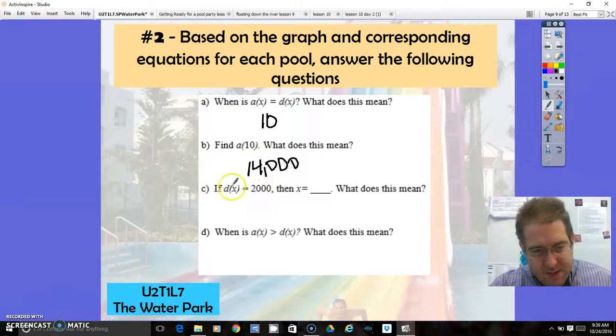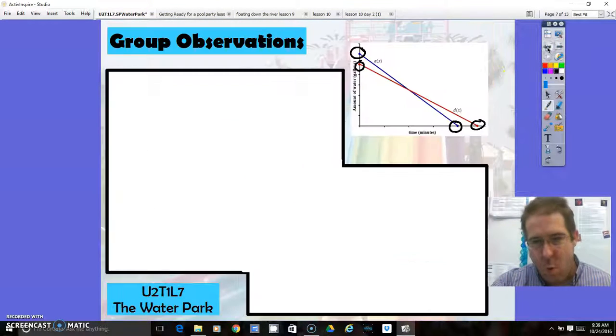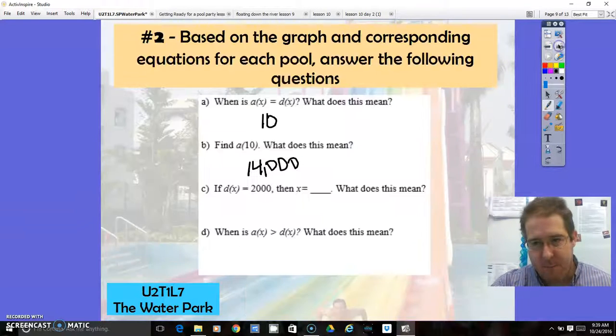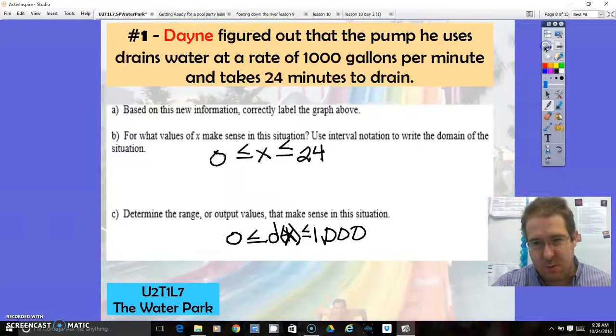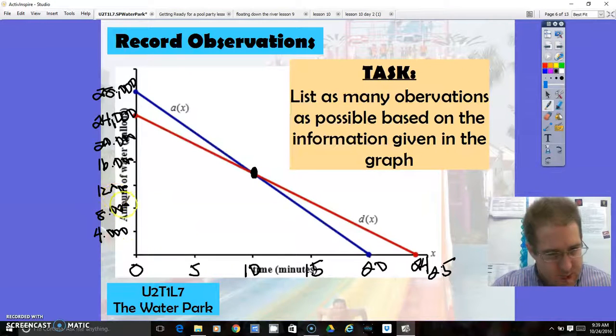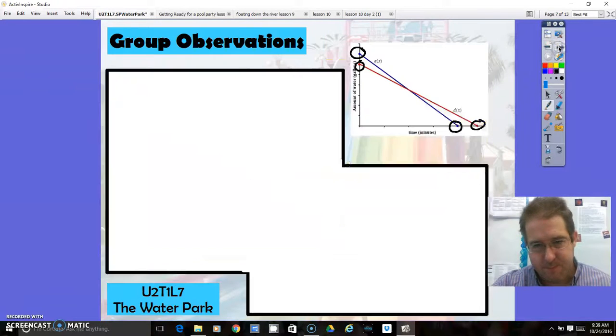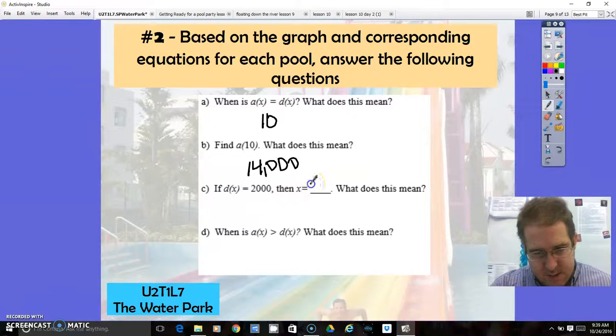All right, next question. If d of x is equal to 2,000, what is x? So what is the x when d of x is 2,000? Boy, I really should have copied that. I'm forgetting the questions. All right, so 2,000 is all the way down here. D of x is 2,000 right around here, which I'm going to just estimate that's about 22 minutes. It takes 22 minutes for d of x to be 2,000.